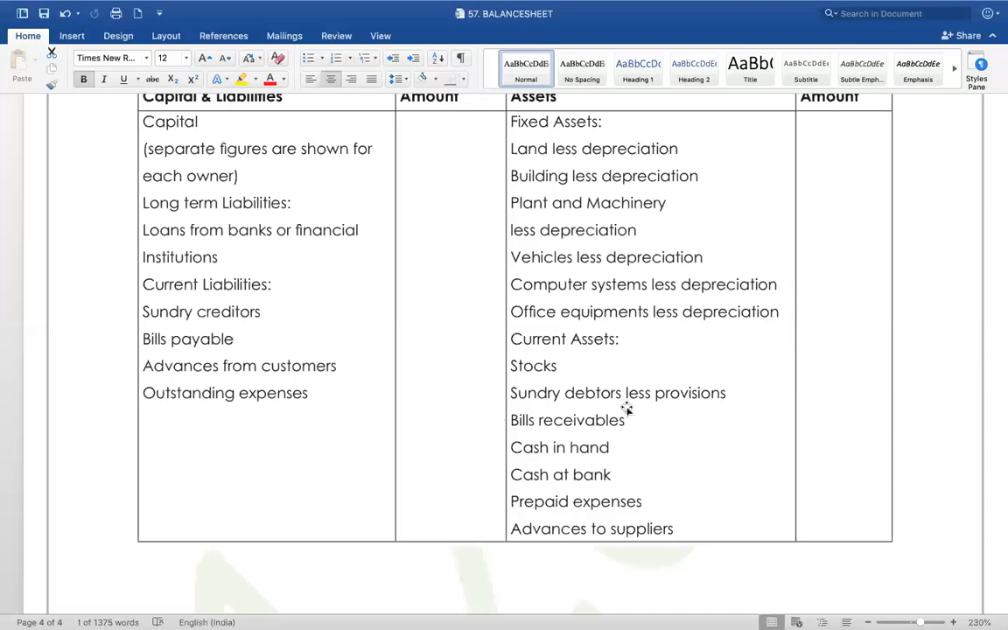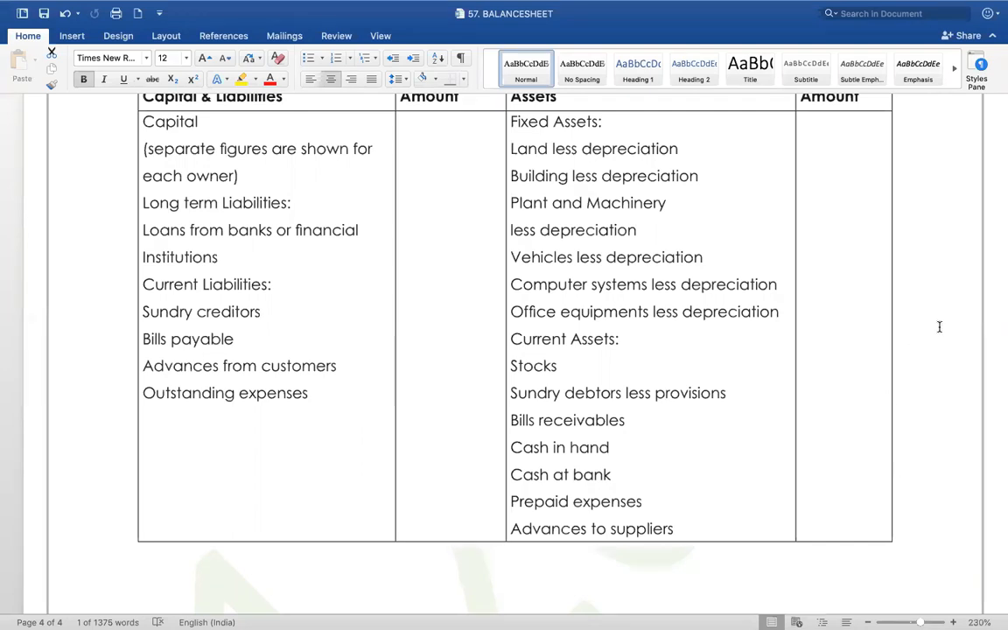Then sundry debtors, less provisions. We have seen in the income statement in the previous class. The debtors amount you take, and if you are making any provision for doubtful debts, deduct that provision and take the net amount in the outer column. Then bills receivable, cash in hand, cash at bank, prepaid expenses, advances to suppliers. These are all your assets. So the total of the liabilities should be equal with the total of assets.